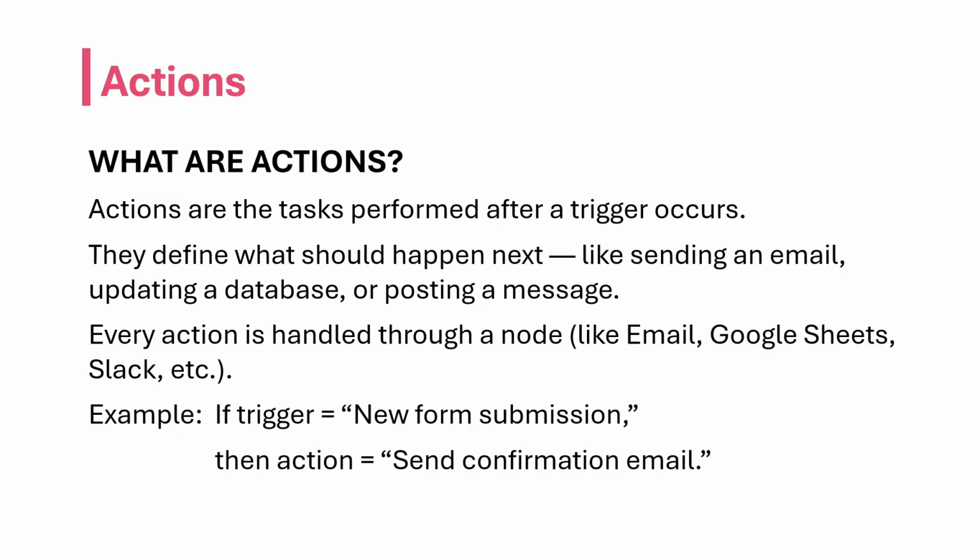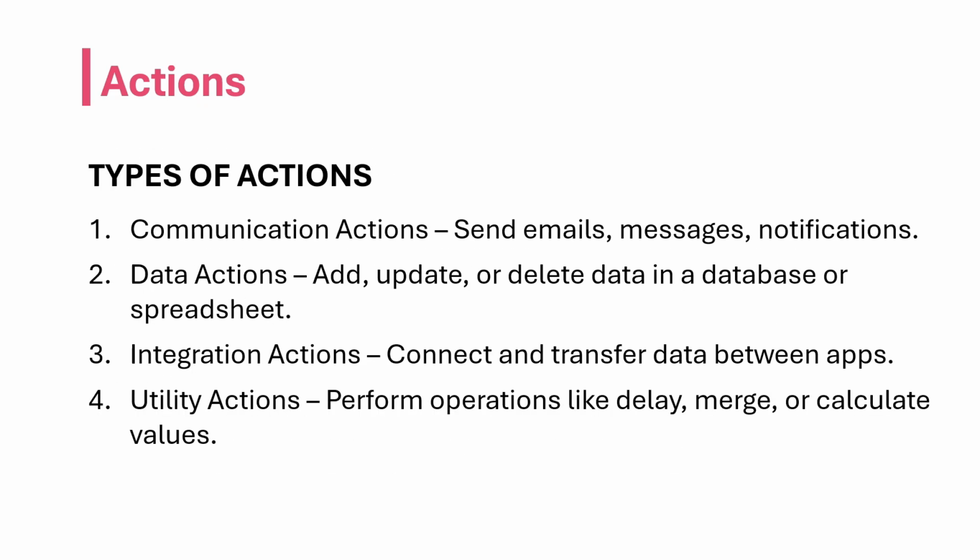Now, let's see the types of actions. So basically, there are mainly four types of actions: communication actions, data actions, integration actions, and utility actions. Let's understand that. First of all, what is a communication action? This includes sending emails, messages, or notifications. For example, you can automatically send a thank you email whenever someone fills out a form.